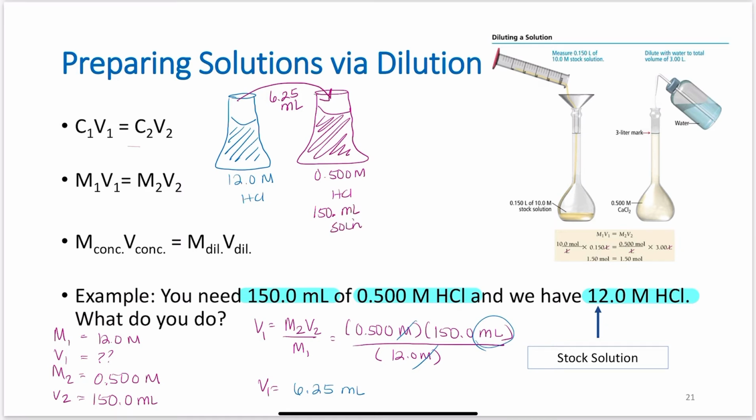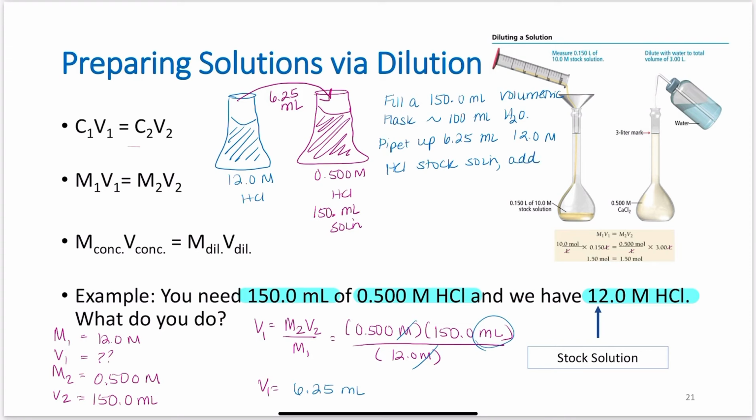So if I had to describe in words what I would do, I would fill a 150 ml flask with about 100 mils of water. I would pipette up 6.25 milliliters of the 12 molar HCl stock solution, add it into the water. I would then carefully dilute the total solution until the volume was 150 mils.